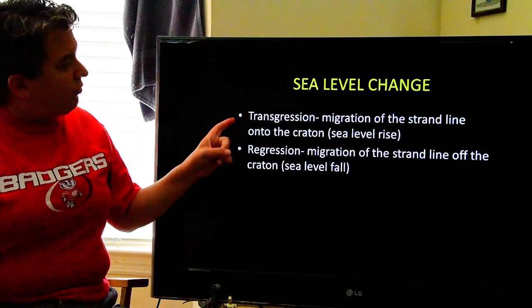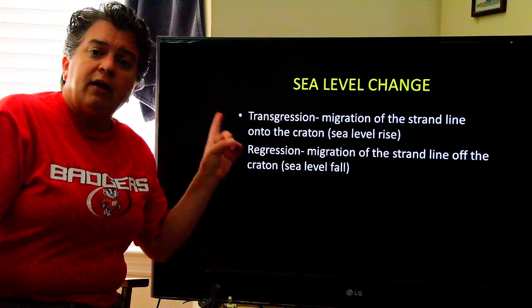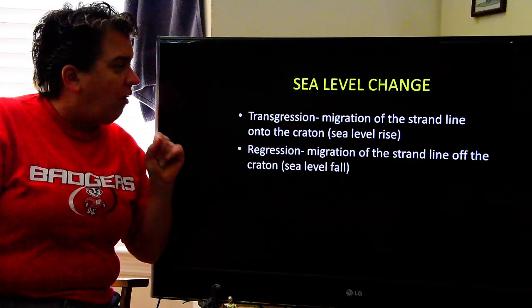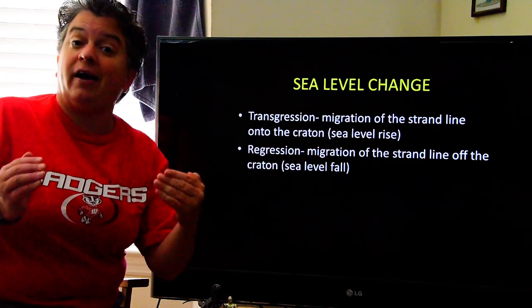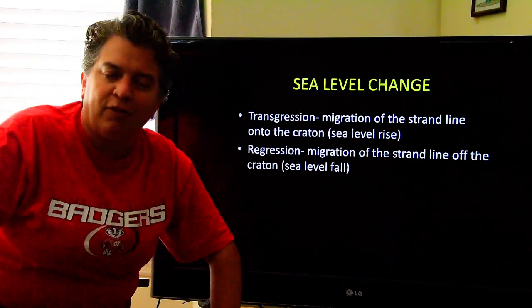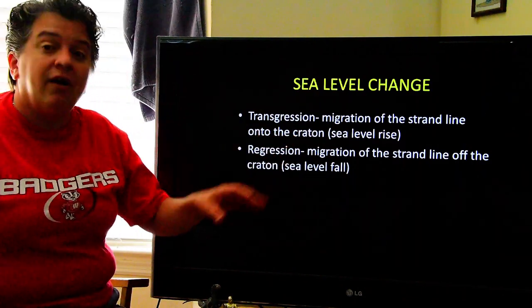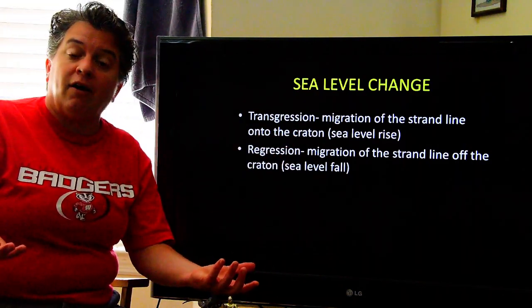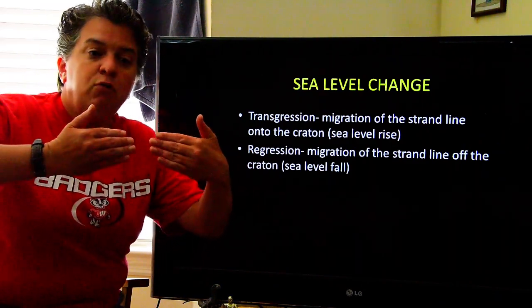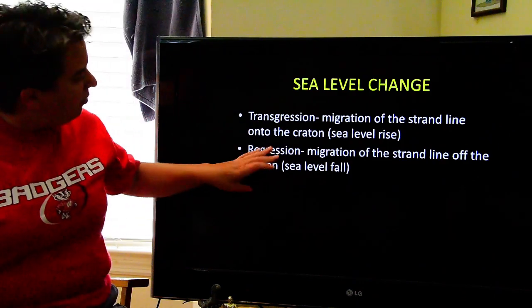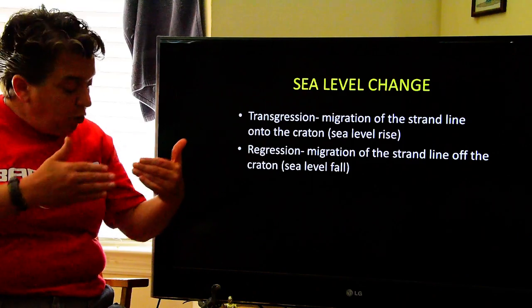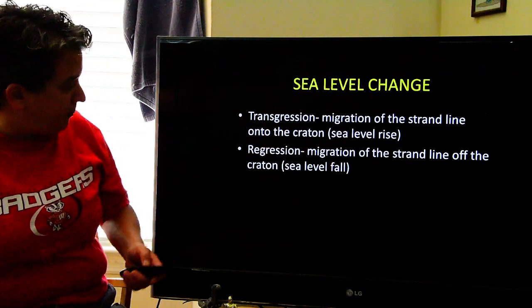So with sea level change, we can have a transgression, and a transgression is the migration of the strand line onto the craton. Okay, strand line, that's where the water is, right? That's the edge of the ocean. You can think the beach. The craton, remember, that's the stable part of the continent. So a transgression is where water is rising and moving onto the continent. And a regression is where sea level is falling and moving off the craton.